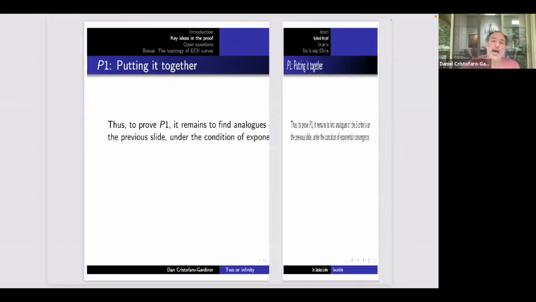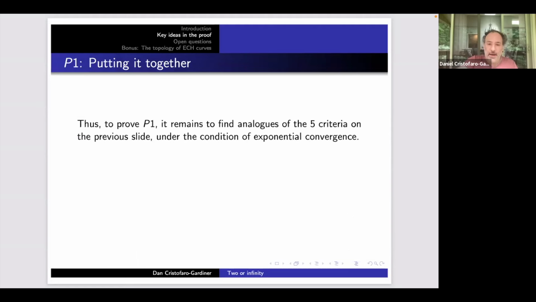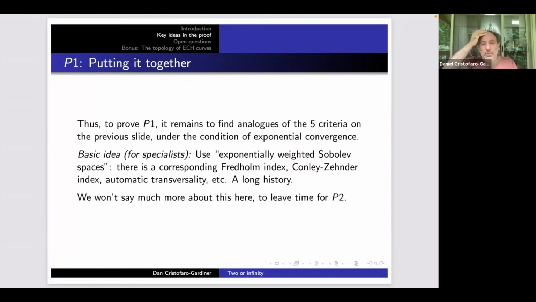So going back slightly, if you look at what the 5 criteria are, if I have an index, I can still make sense of criteria 1. Criteria 2 certainly still makes sense in the degenerate case, as does criteria 3. Odd Conley-Zender index: now I do have some weighted Conley-Zender index, and you can make sense of 5 as well. So I don't want to say much more here because I want to leave a little bit of time to say a bit about how idea P2 goes. Are there any questions about idea P1 though?